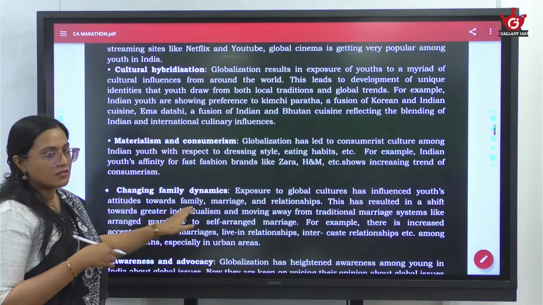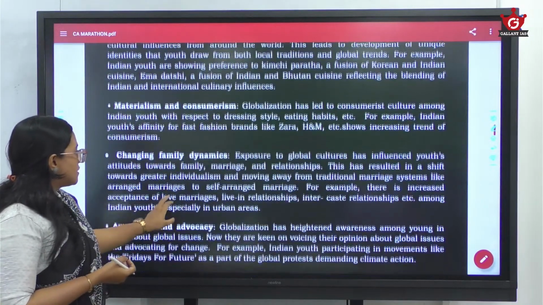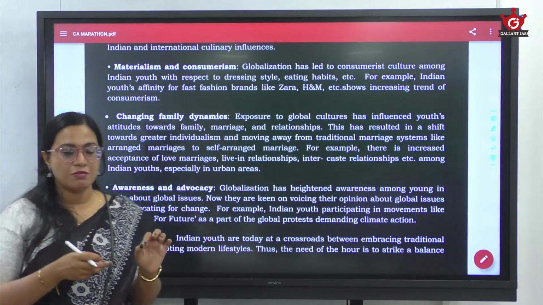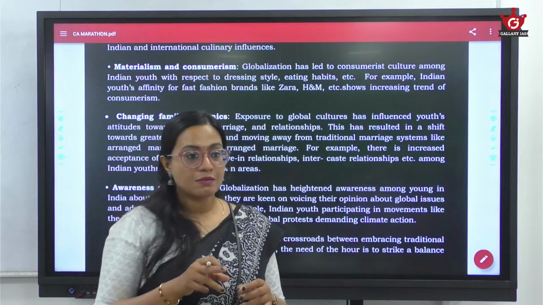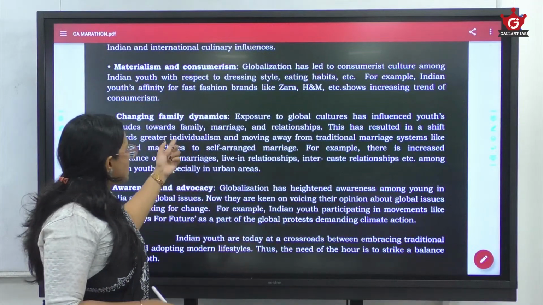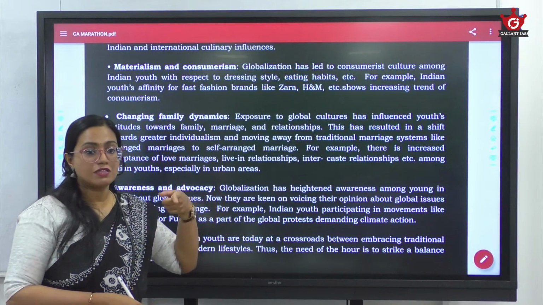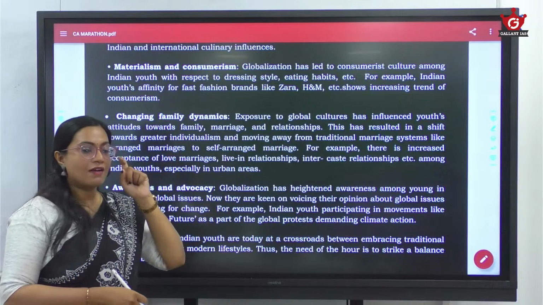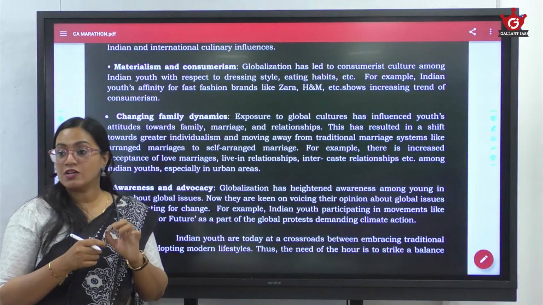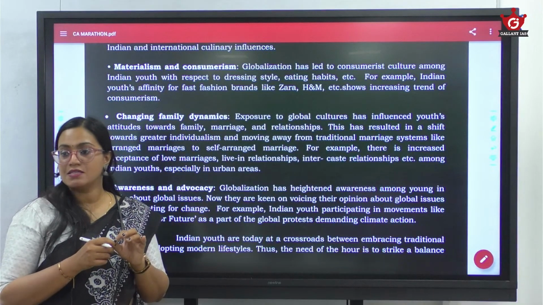Materialism and consumerism. Globalization, you know, led to consumerism among the people. Then changing family dynamics, the youth's attitude towards family, marriages, relationships. One thing you should remember here: sometimes in the question paper, there will be 2 or 3 questions which are of a similar nature. For example, here, changing family dynamics is a sub-point. And in the earlier question, we talked about the changing pattern of marriages among Indian youths. So we will have a tendency to repeat statements. Make sure that you do not repeat your points in your answer sheet. You can quote the facts, that's okay, but never repeat the statements.